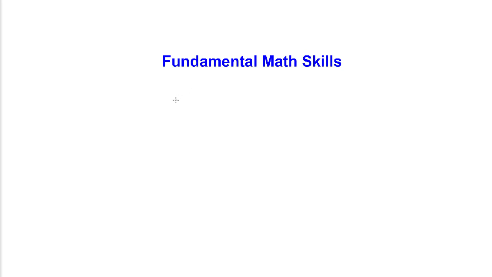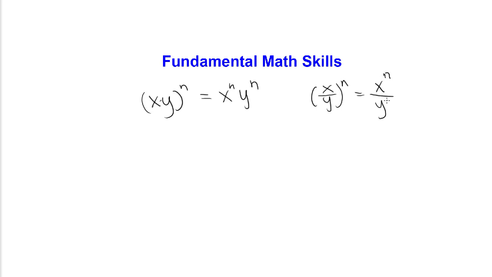Now we start getting a little more interesting. My expanded power rules. X times y raised to some n power. Well, it's almost like I'm distributing the exponents through multiplication. X to the n, y to the n. And x divided by y to the nth power. Well, again, it's x to the nth divided by y to the nth. That's what allowed us to work with our square roots before.